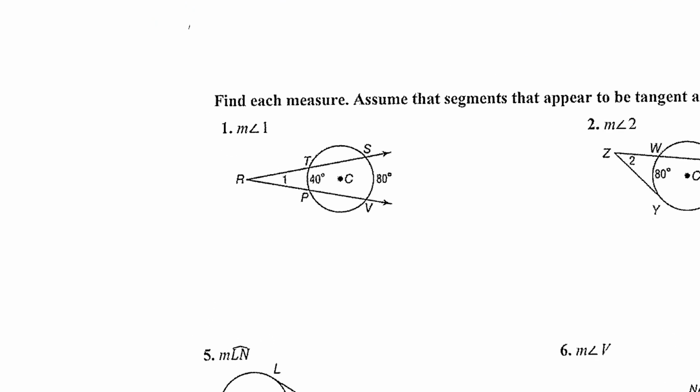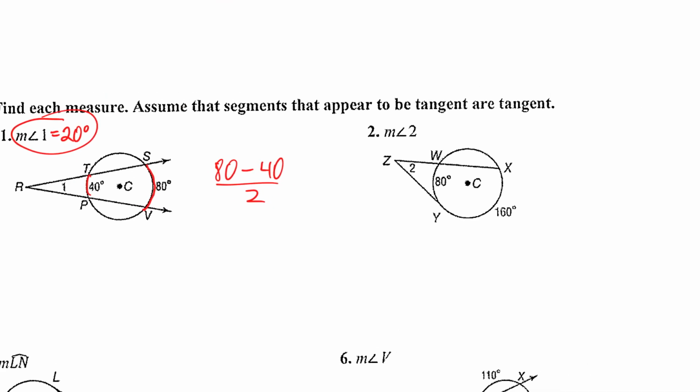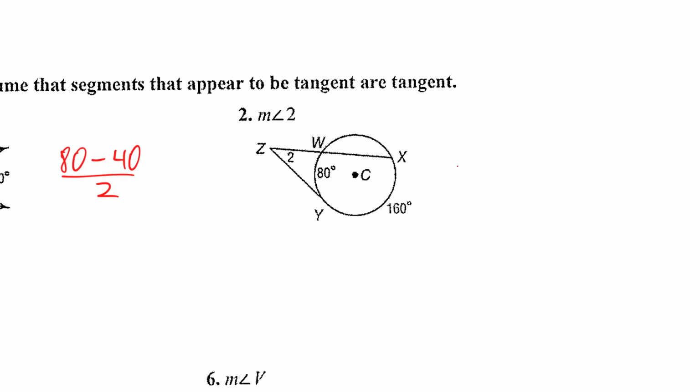Okay. Now here, the angle is on the outside of the circle. So what do we do when the angle's on the outside? You subtract and divide by 2. So you take this arc 80 minus this arc 40 divided by 2 to give you that angle. And so 80 minus 40 is 40 divided by 2 is 20. Okay, on this one to find angle 2, it's 160 minus 80 divided by 2. 80. 40. So it's 40. Yep.